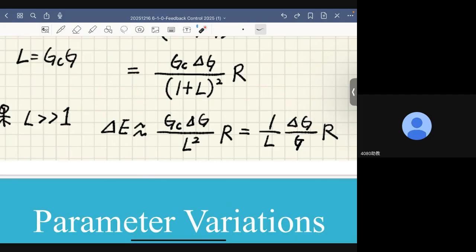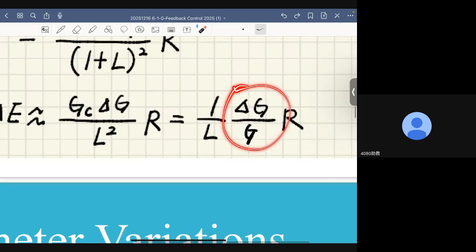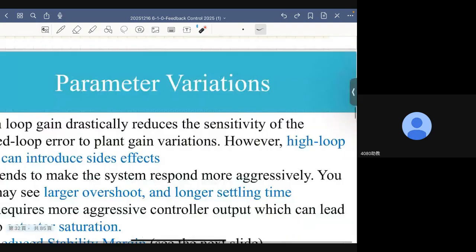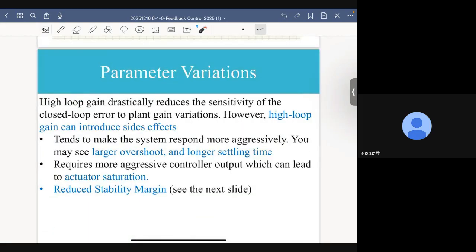As a matter of fact, it is not just delta G that is proportional to delta E. It is actually the relative error, okay? Not just the absolute size of modeling error, but the relative size of the modeling error, because here you need to divide delta G with G, all right? So let me summarize what we have learned here, okay?